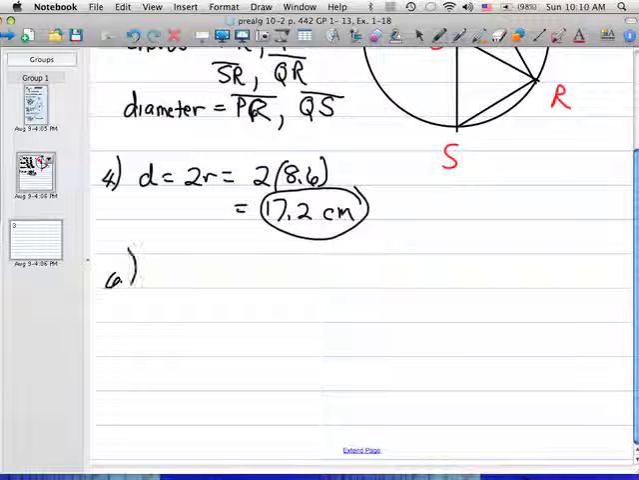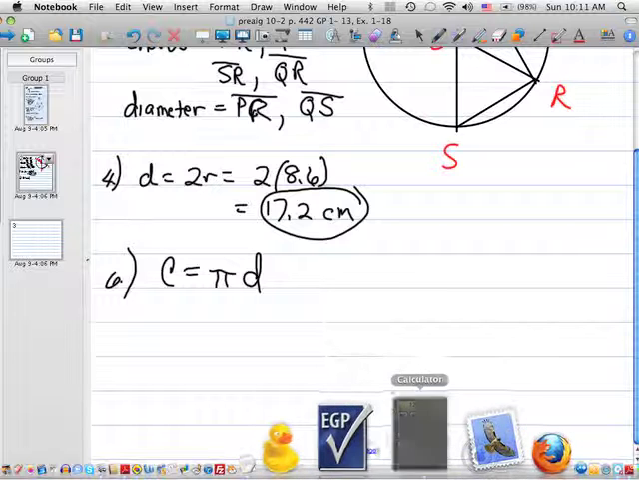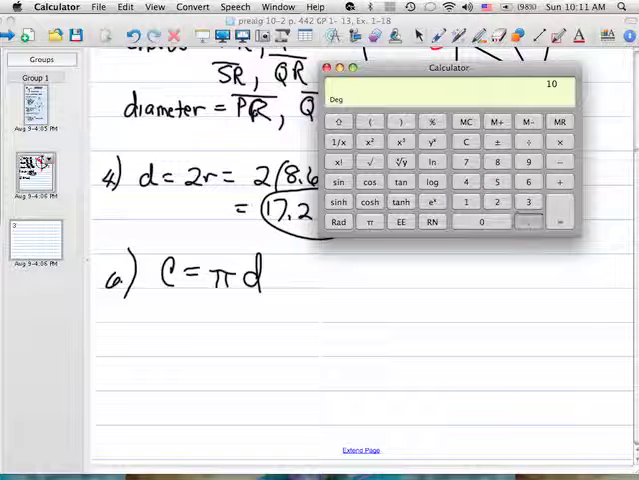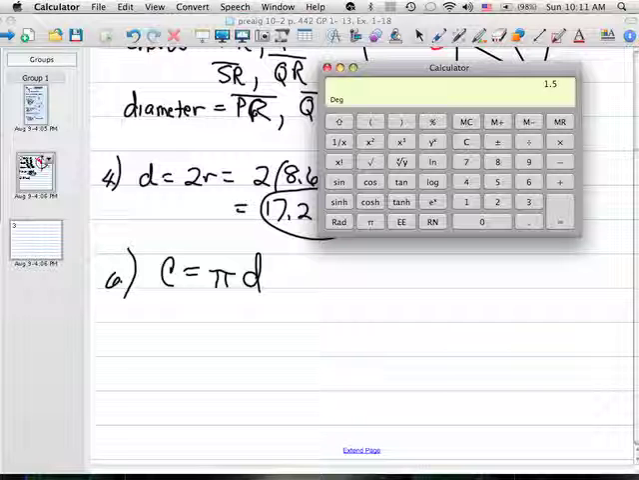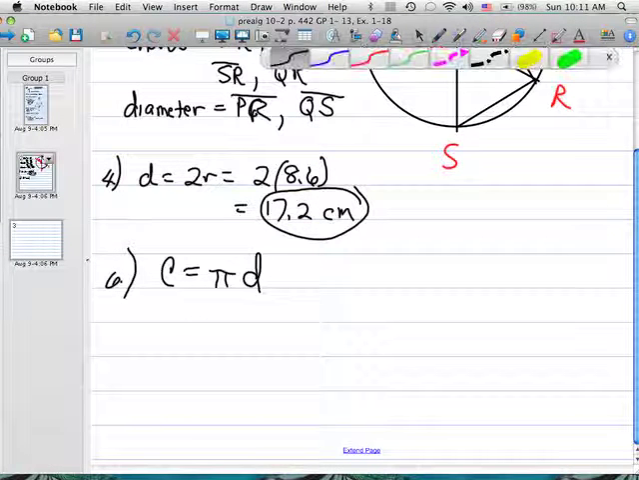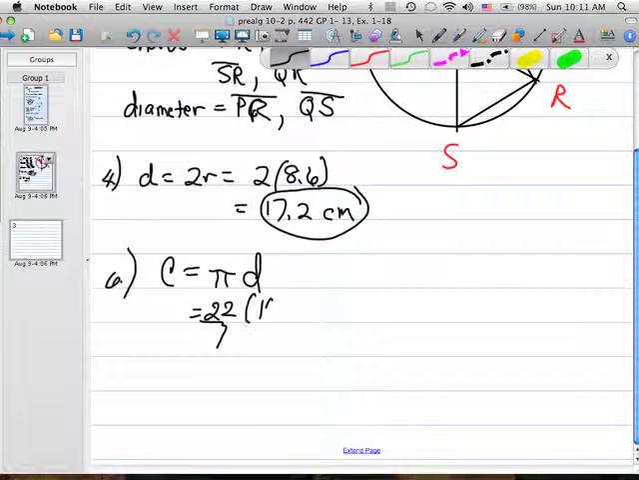Number 6, find the circumference of a circle with the given measurement. They gave us the diameter, so we're going to use the formula C equals pi times D. And 10.5 is divisible by 7. So we're going to use 22/7 for this one. So it's 22/7 times 10.5.